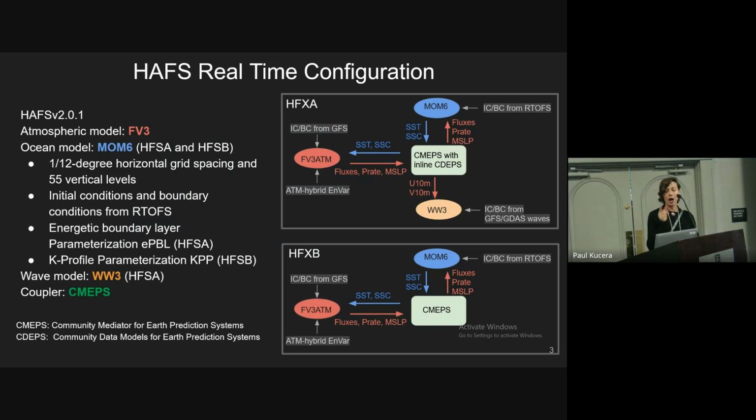Now I'm going to move into the real-time configuration. The only difference, before I talk about the operational configuration, is in the real-time. The main difference here is that both HAFS-A and HAFS-B parallel are actually coupled to MOM6. In terms of the physics, there are differences. For HAFS-A, the vertical mixing parameterization that we use is the energetic boundary layer parameterization, the EPBL scheme, and for HAFS-B, we're still using the KPP parameterization.